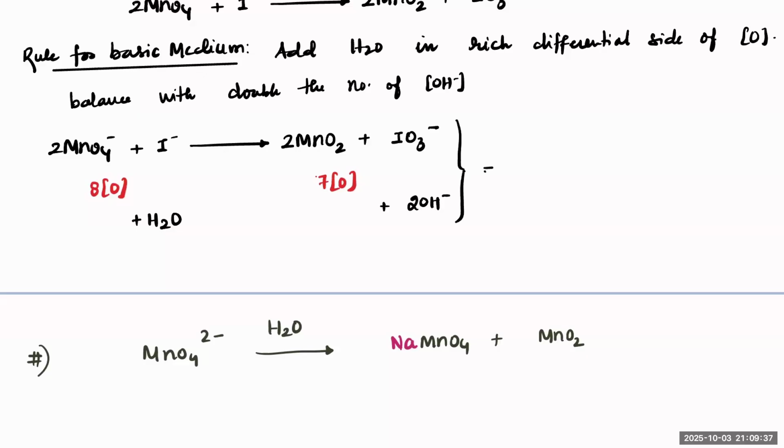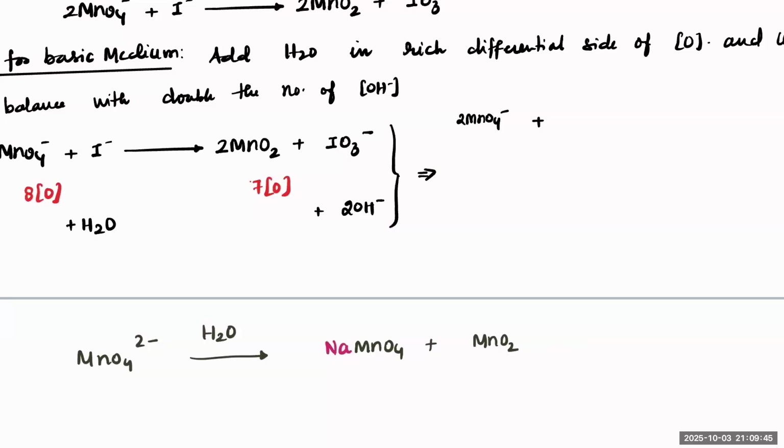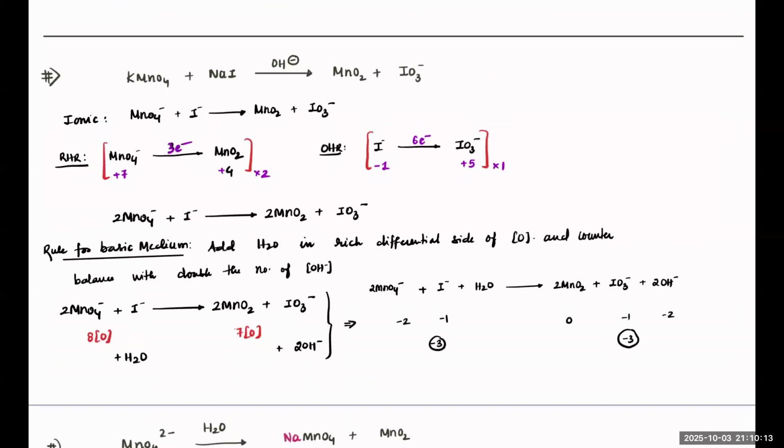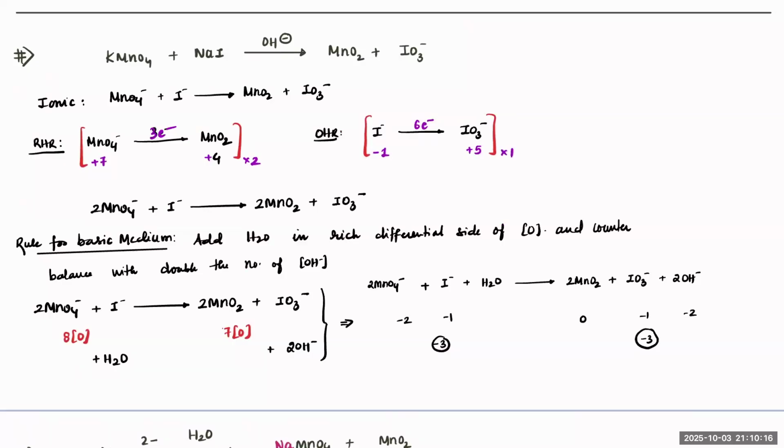So that would give us the equation as 2 MnO4 minus plus I minus plus H2O, that must be giving 2 MnO2 plus IO3 minus plus 2 moles of OH minus. Check out the charge here now. -2, -1, total charge is -3. 0, -1, -2, total charge is -3. So that means whatever you have attempted is correct. Please check this out, everybody.